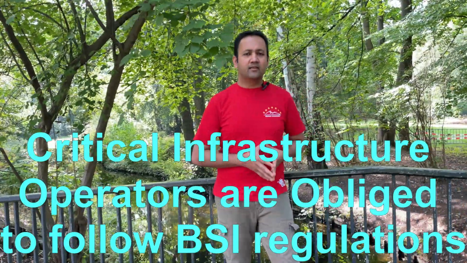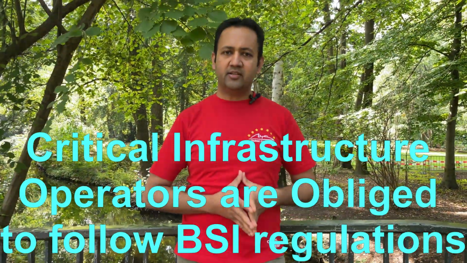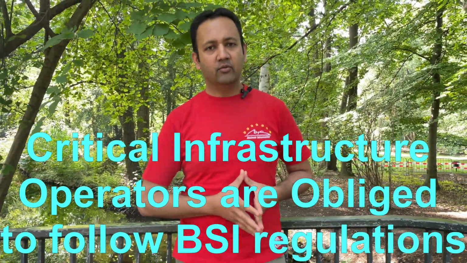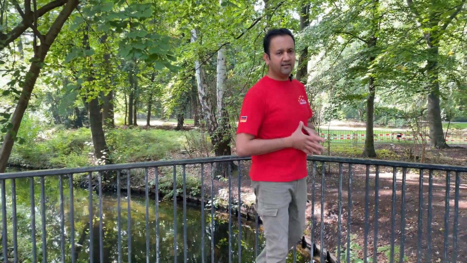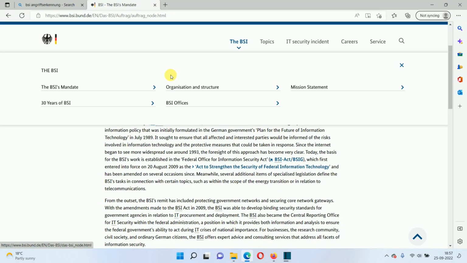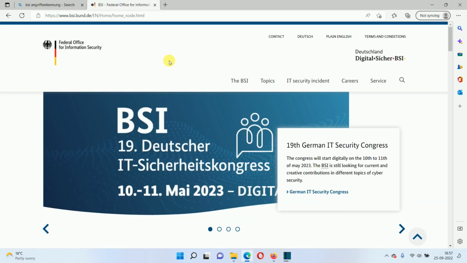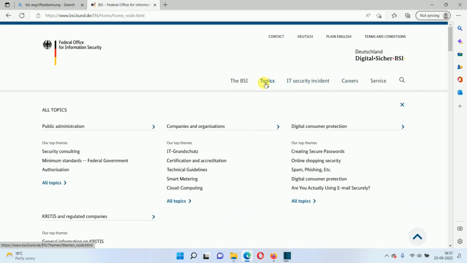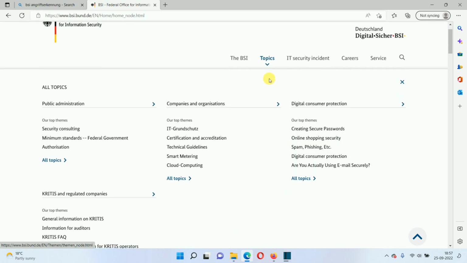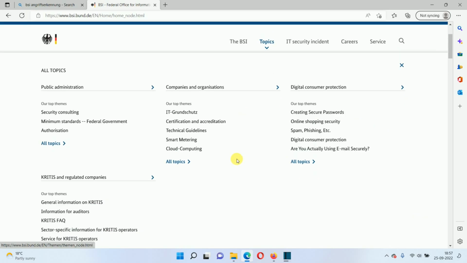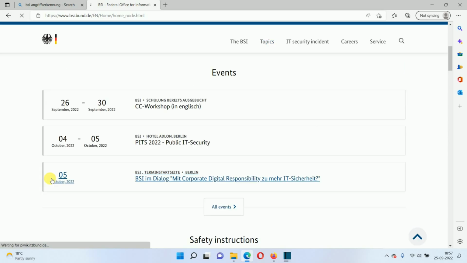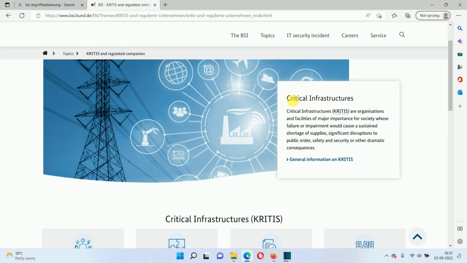In case organizations qualify for critical infrastructure, then they are obliged to follow the rules which are mandated by BSI. Again, on the website there are clear outlines that I'll show you right away. The critical infrastructure that I was talking about, you should be able to find somewhere around. Let me check out IT topics. So here in topics, I should be able to find critical infrastructure. Yes, you see, critical and regulated companies. So here you see critical infrastructures.